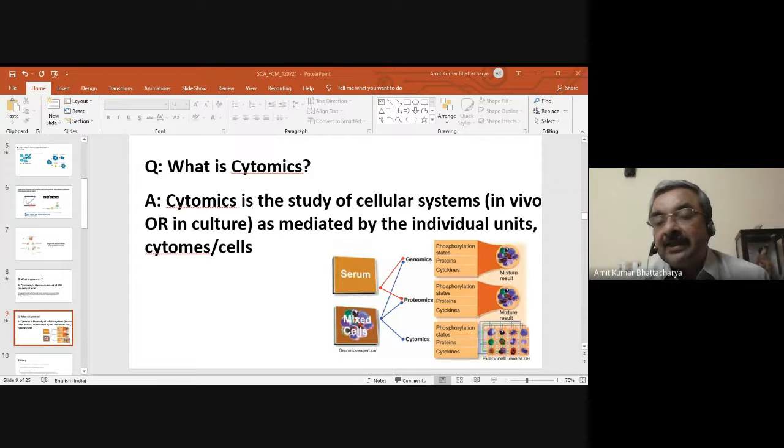So let's say you have a piece of liver. In the piece of liver, you find out the total protein profile of one cell, and like that you look at the protein profile of each individual cell.